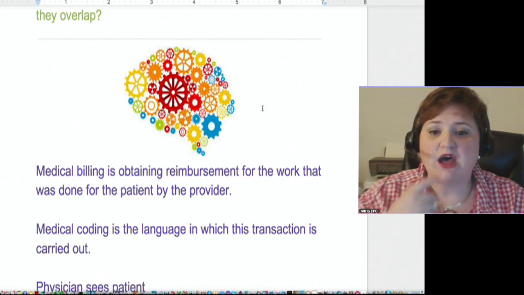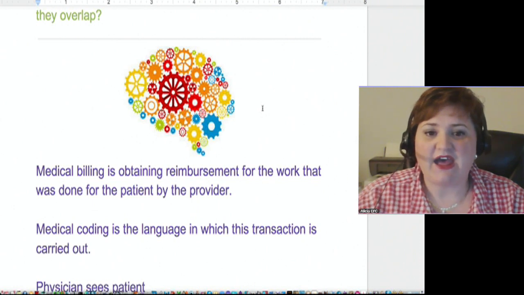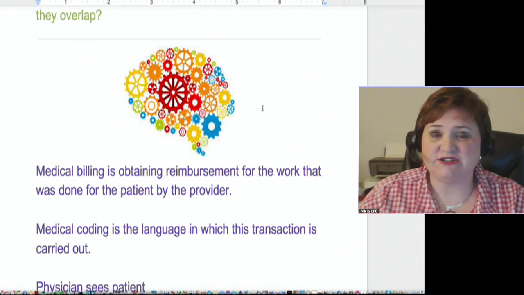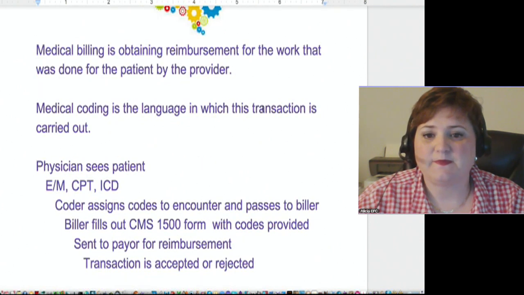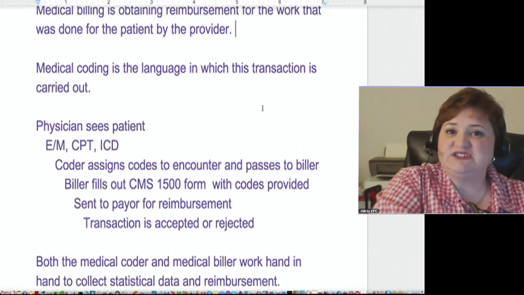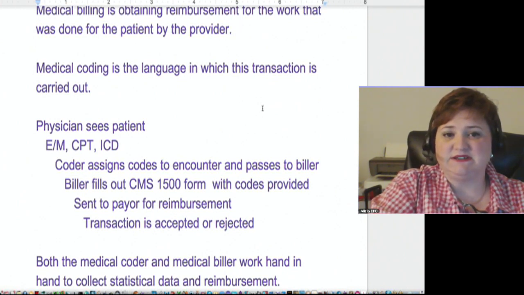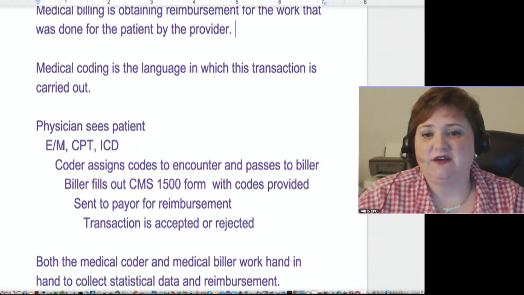So coding is literally a code that the actions are translated into. Let's explain that a little bit differently. Your physician sees a patient. Let's say our patient's name is Judy. So Judy comes in, and the doctor does an evaluation and management of Judy.